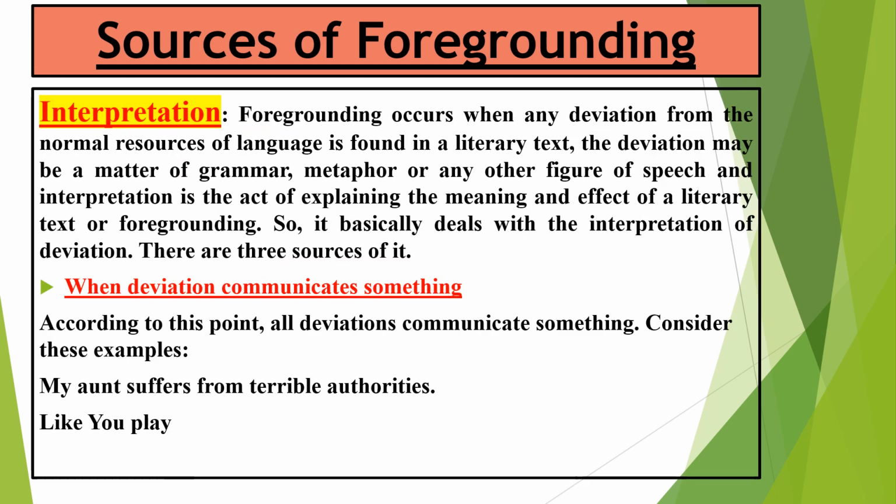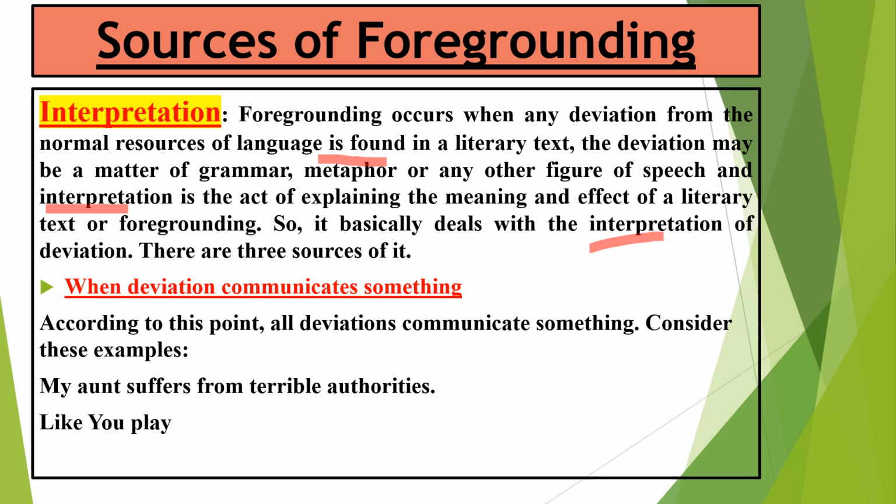Now we are going to move toward the third source of foregrounding. Before that, we have discussed repetition and deviation. Now we are going to talk about interpretation. Foregrounding occurs when any deviation from the normal resources of language is found in a literary text. The deviation may be a matter of grammar, metaphor, or any other figure of speech, and interpretation is the act of explaining the meaning and effect of a literary text or foregrounding. So interpretation, this source of foregrounding, lets us explain the meaning and effect of any device of foregrounding. It basically deals with the interpretation of deviation.